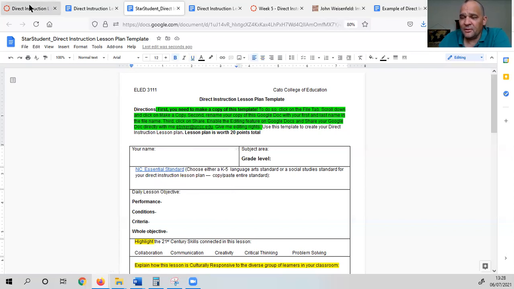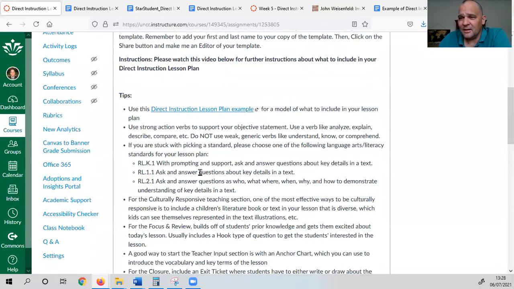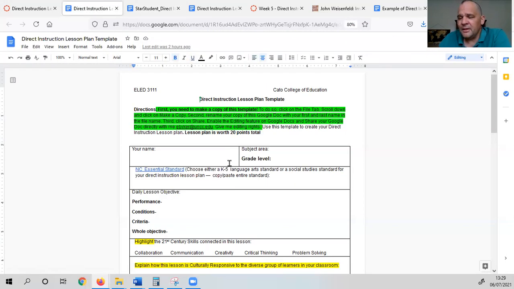If you're lost and not sure which standards to use, I did include some example standards that are language arts based. If you want to use one of these, those are in the assignment description on Canvas. But if you already know you'd like to teach a social studies lesson at a certain grade level, then you need to dig into that standards document or website and find a standard that you can use for this lesson. Okay, so that's the first part.